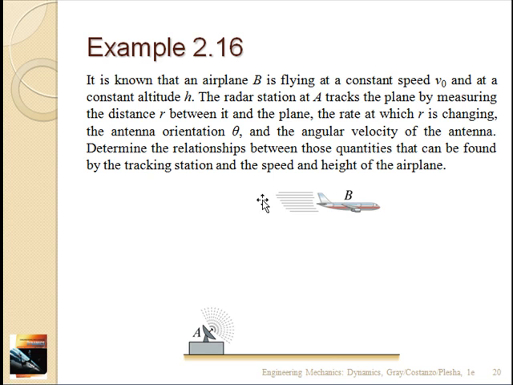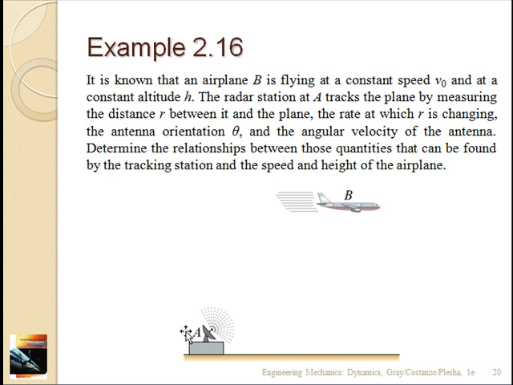So an airplane is flying horizontally left to right on the screen. There's some tracking station in the lower left corner that has to track the airplane. So it's constantly pointing at the airplane, and as the airplane flies, this tracking station is rotating with some angular velocity omega.